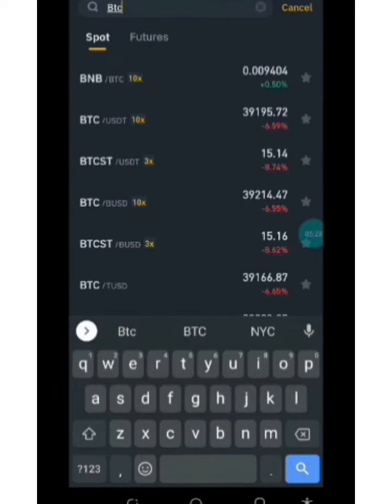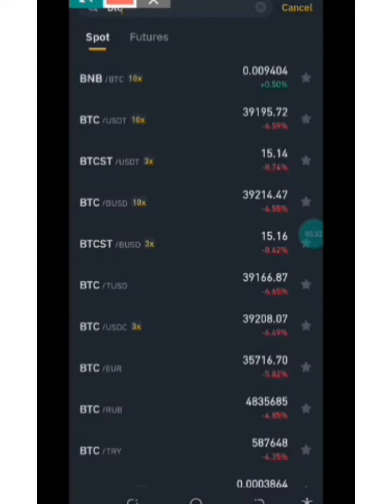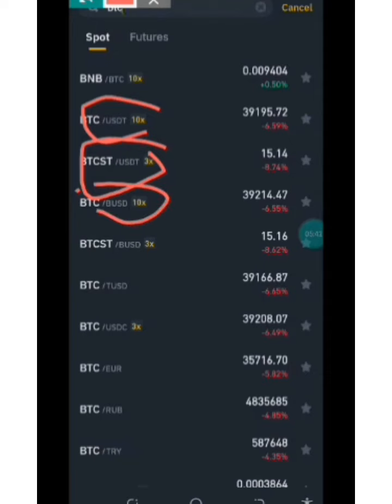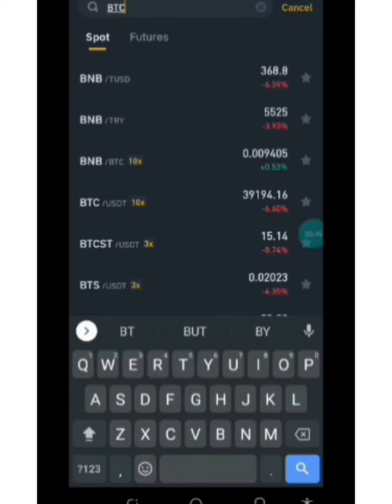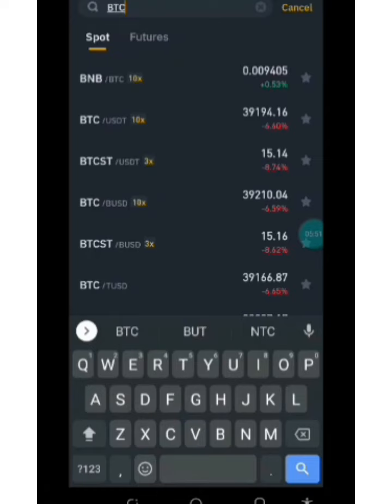BTC. You can see this is BTC here. This is not BTC, this is BTC ST. This is BTC. So I just need BTC. You can see BTC USDT, BTC USD, BTC TUSD. So the one I'm looking for is BTC USDT.